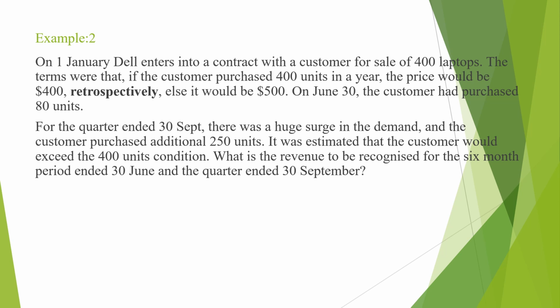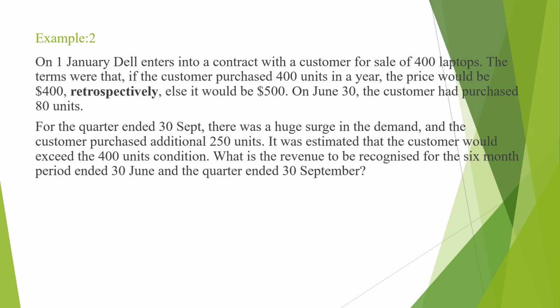On 30th June, the customer had purchased 80 units. For the quarter ended 30th September, there was a huge surge in demand and the customer purchased additional 250 units. It was estimated that the customer would exceed the 400 unit condition. What is the revenue to be recognized for the 6-month period ended 30th June and the quarter ended 30th September? Okay, so please take your time to understand the question.